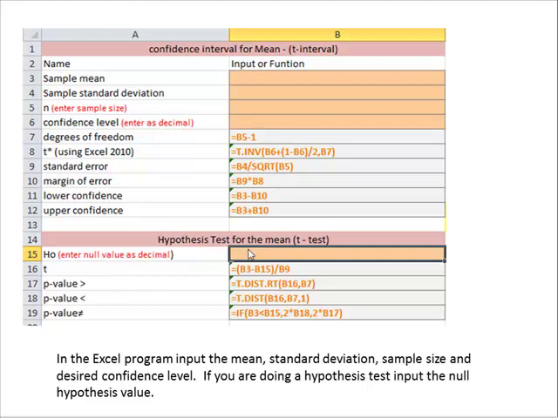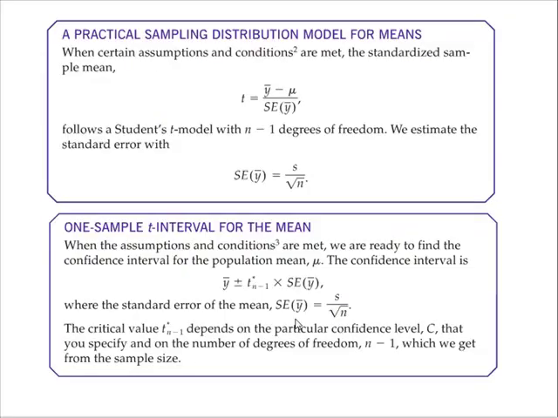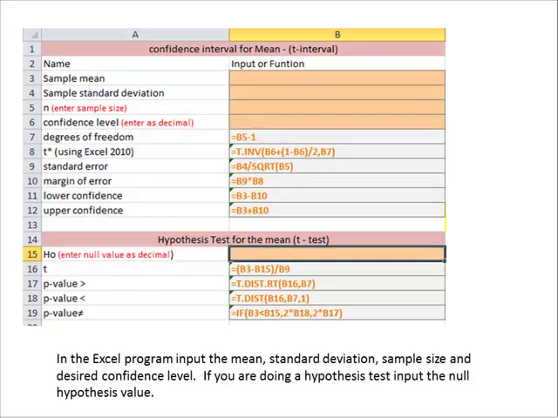And then if you're doing a hypothesis test, you enter what the null value is, and the z-score, in this case the t-score, is going to be data value minus mean divided by standard error. If it's greater than, you want the area to the right on the t-distribution. If it's less than, you want the area to the left. And if it's not equal, you want to double either the area to the right or the left, depending on how the null compares to your sample mean.